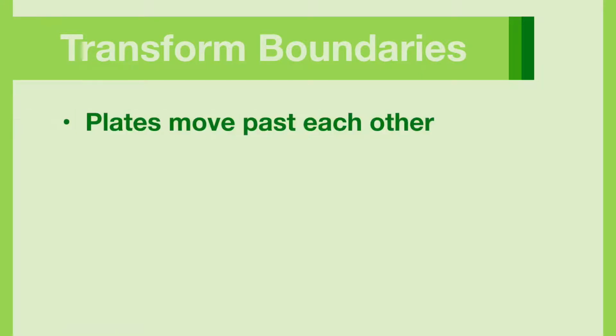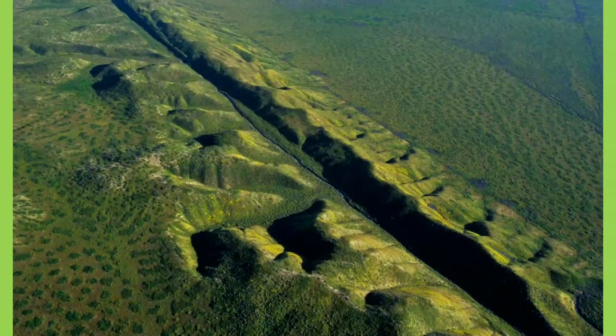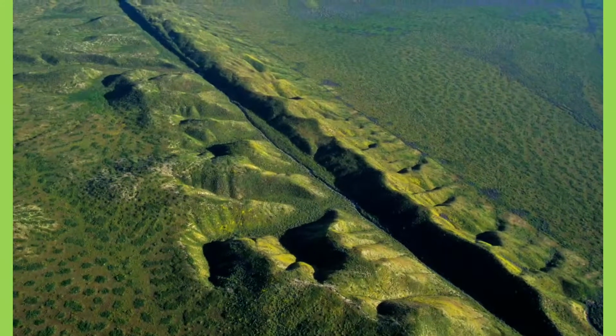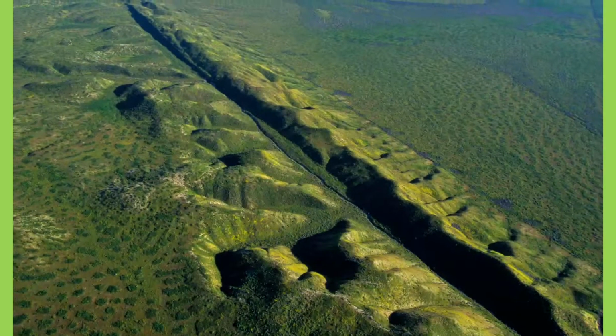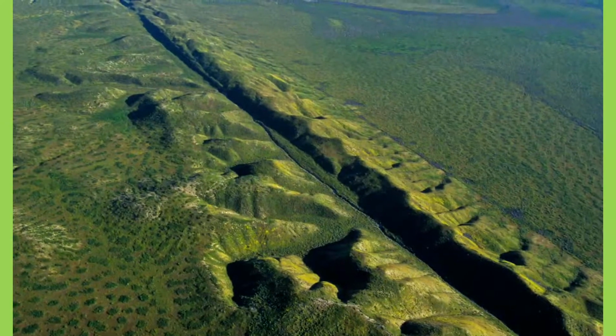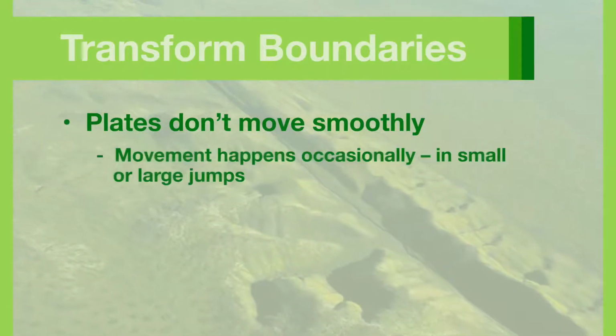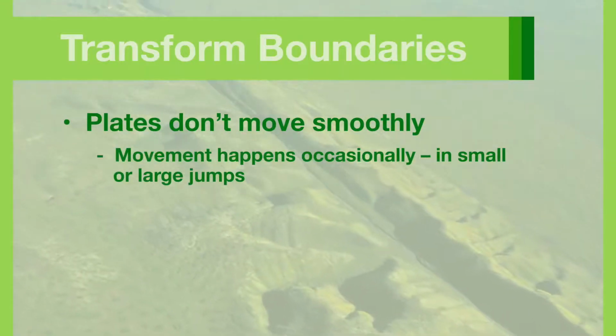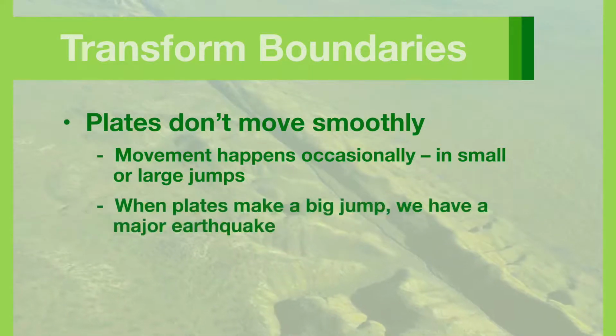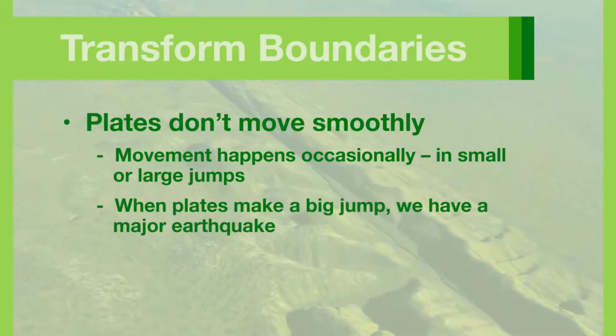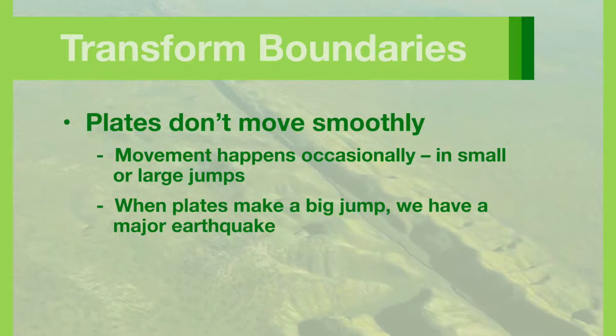Okay, the third and final type of boundary is called a transform boundary. There, the plates are moving past each other. To give you an example, along the San Andreas Fault in California and northern Mexico, one plate is moving north, while the other plate is moving south. The plates don't move smoothly, however. The movement actually only happens occasionally, when the plates move in small or large jumps. And when the plates make a big jump, the Earth shakes, and we have a major earthquake.